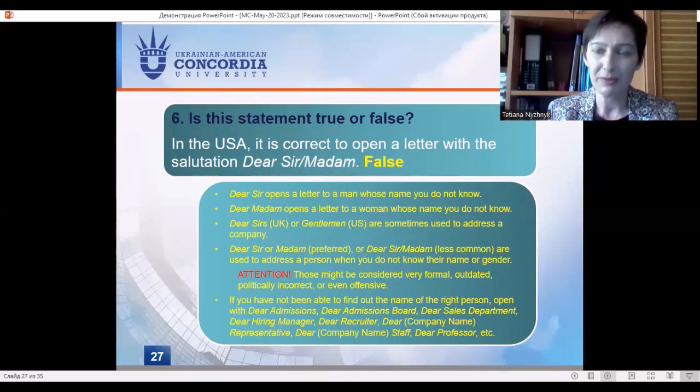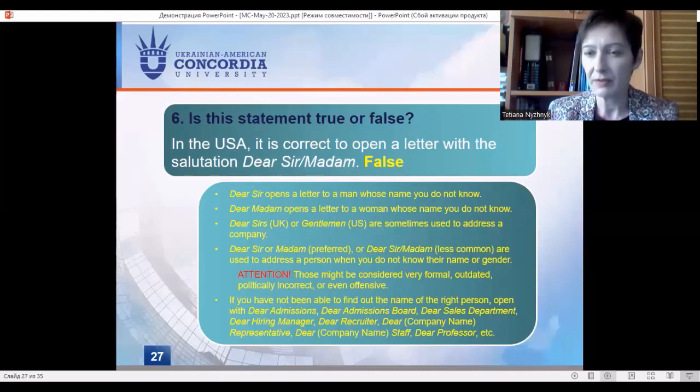It is generally believed that if you do not know the name of the person you are writing to, you will have to address your letter with dear sir or madam. Now, there are several important clarifications to this particular rule.